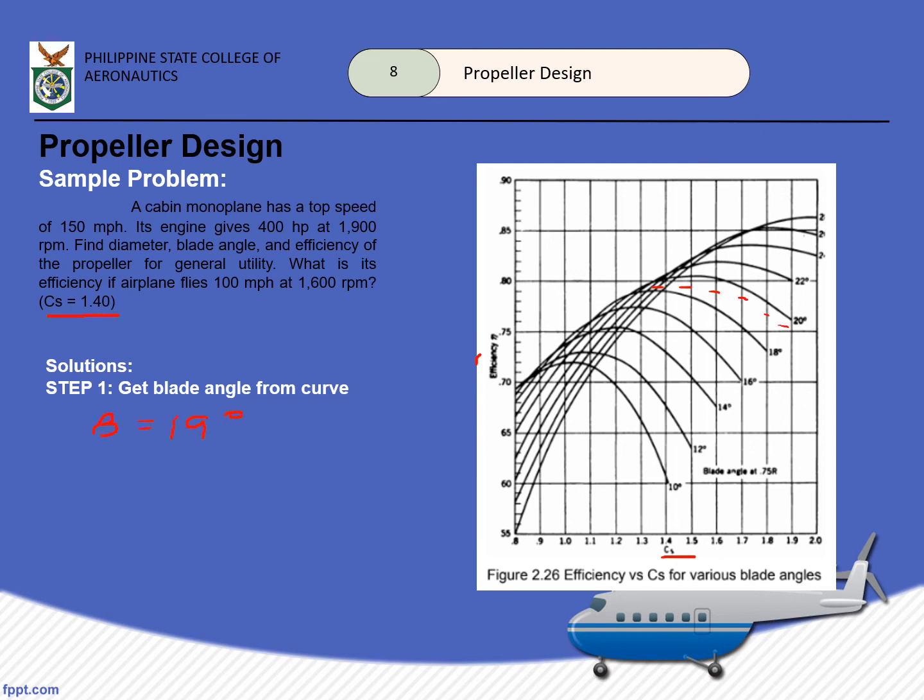And how would we get the efficiency? If we try to project it here. Kasi diba dito yung efficiency? So, this is somewhere around there. So, as you can see, the increment is, I think, 0.01. So, 0.80 minus 0.01. So, that would give us the efficiency of 0.79. So, peak efficiency ng ating 19 degree na blade angle is 0.79 na efficiency.